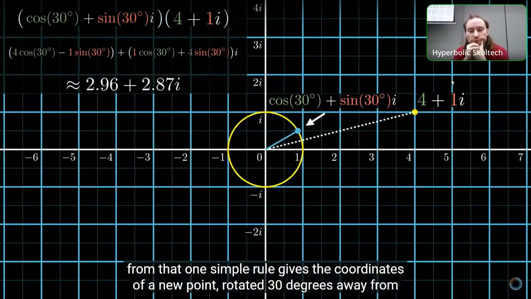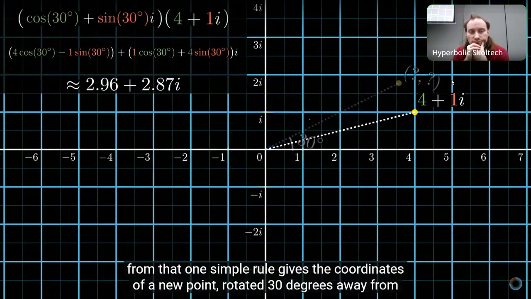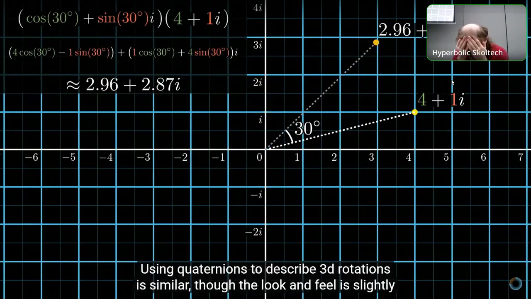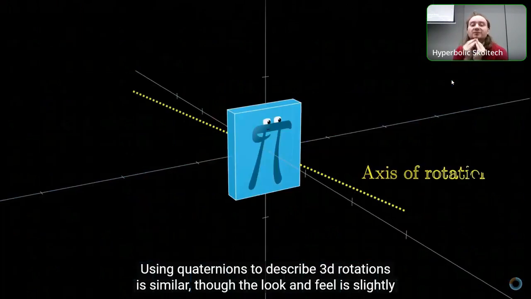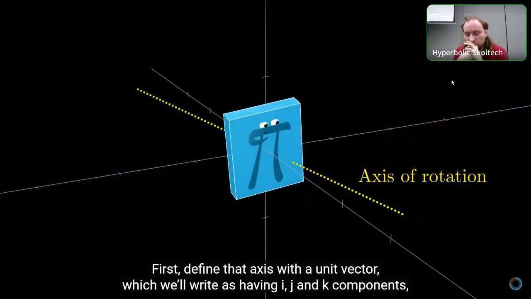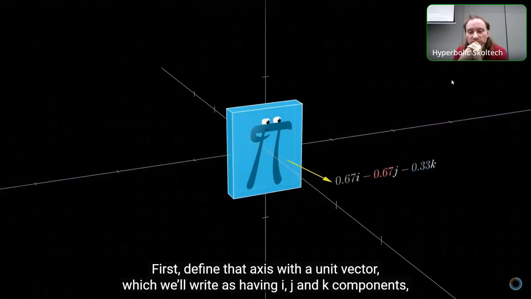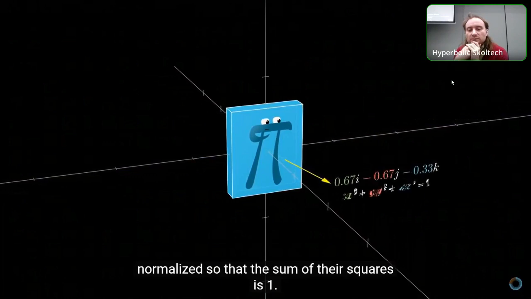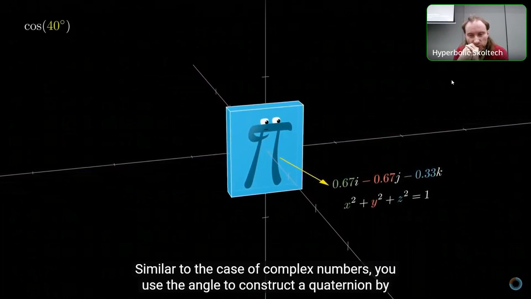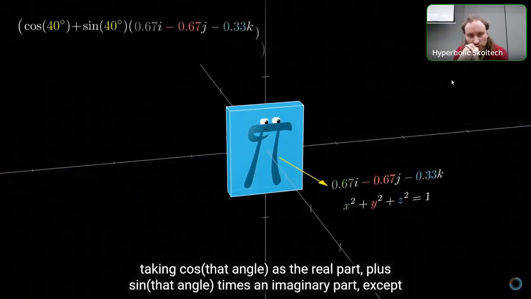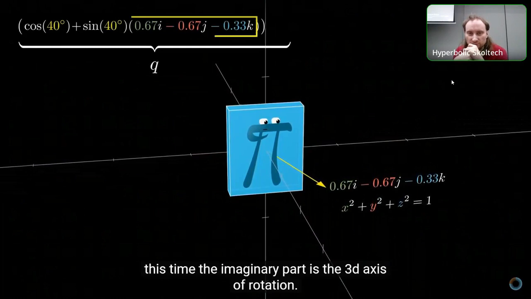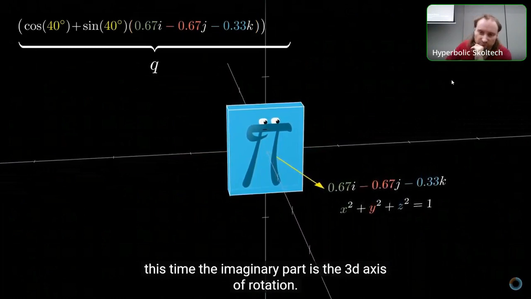Using quaternions to describe 3D rotations is similar, though the look here is slightly different. Let's say we want to rotate by some angle about some axis. We first define that axis with a unit vector, which we'll write as having i, j, and k components, normalized so that the sum of the squares of those components is 1. Similar to the case of complex numbers, we use the angle to construct a quaternion by taking the cosine of that angle as the real part, plus the sine of that angle times an imaginary part. Except this time, the imaginary part has 3 components, the coordinates of our axis of rotation. Well, actually, we take half of the angle, which might feel totally arbitrary, but hopefully that's going to make some sense by the end of this whole experience.